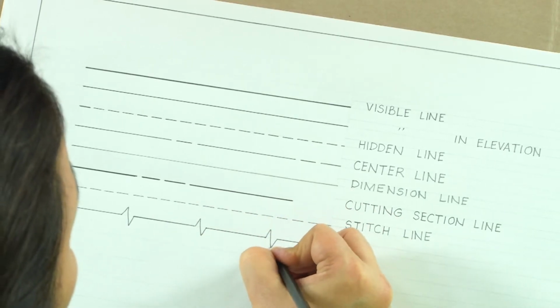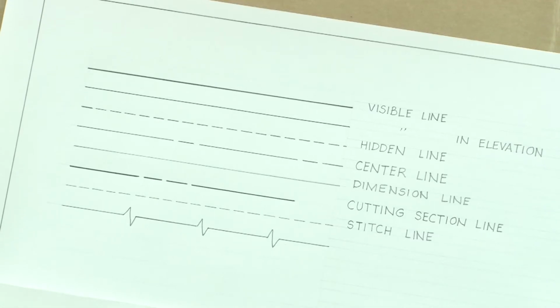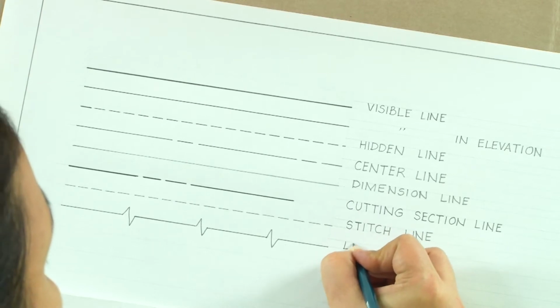Sometimes when a drawing is very huge, a big drawing, we can't probably draw the entire drawing in one sheet. So, what we do is we just draw a part of this object, draw a section line and then continue with the remaining part of the object on the next sheet. So, this is a long break line.